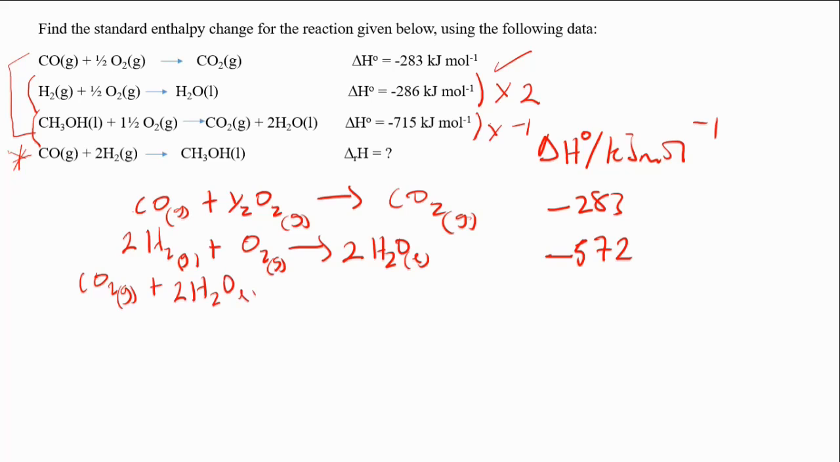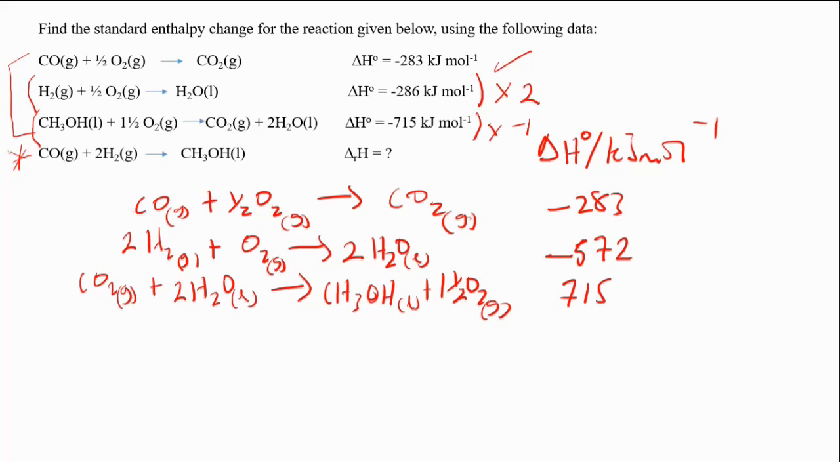gas, plus 2H2O liquid, yes, to give me methanol, CH3OH, plus 1.5 oxygen, yes, and the value, the number we did not multiply, but now it is positive 715. Okay, now it is positive.